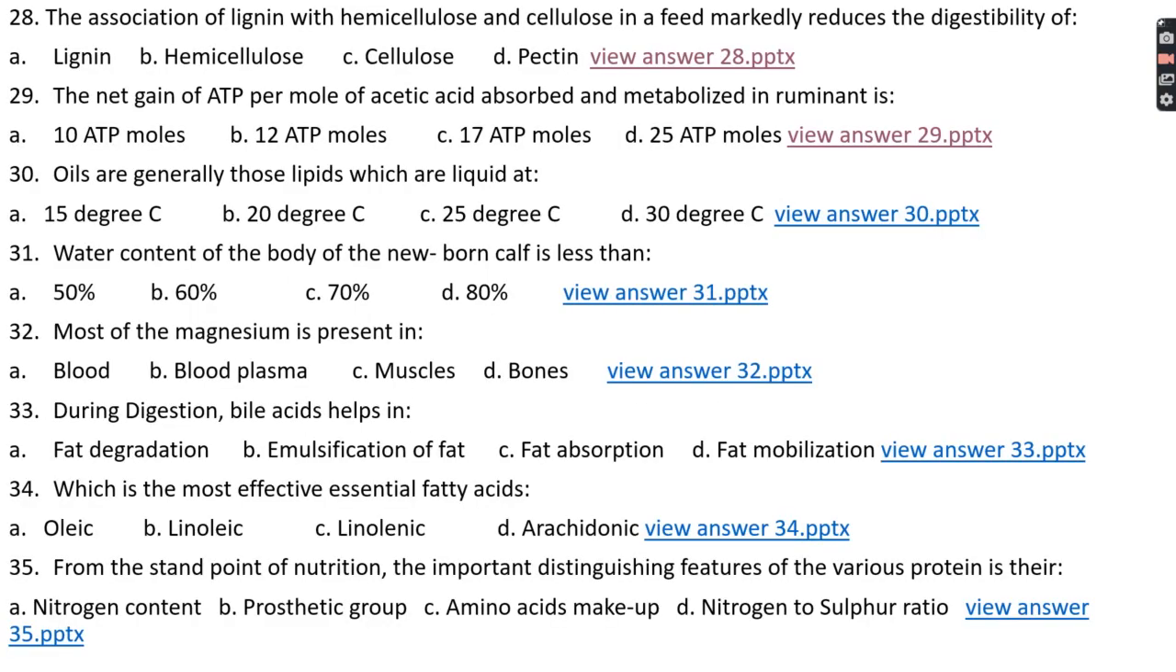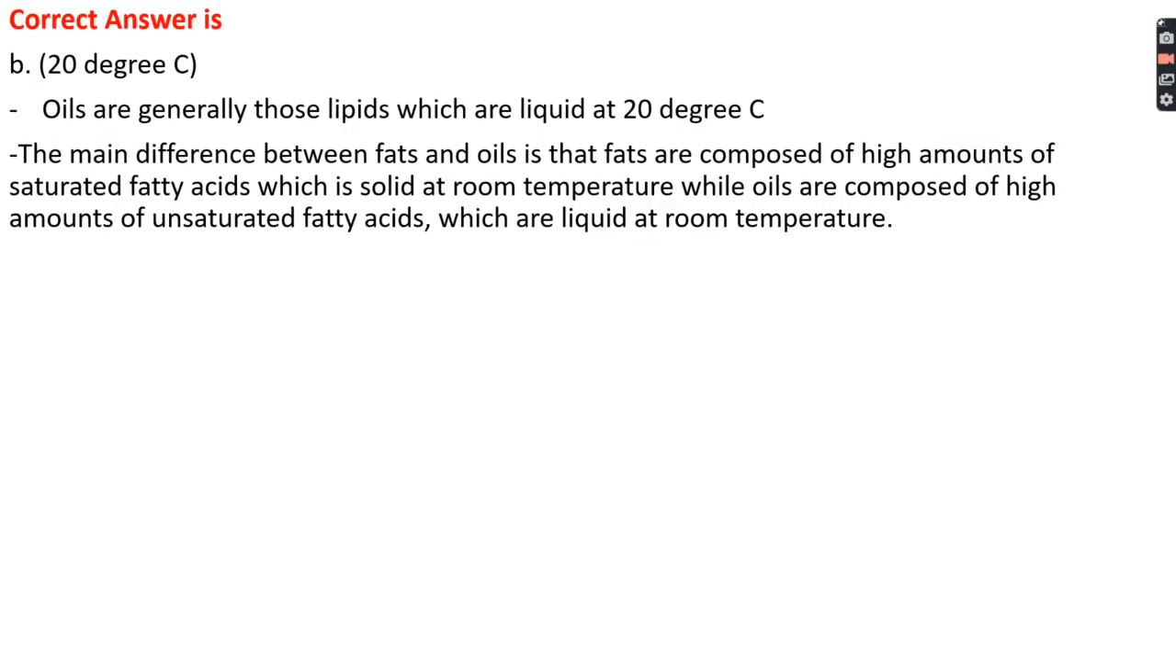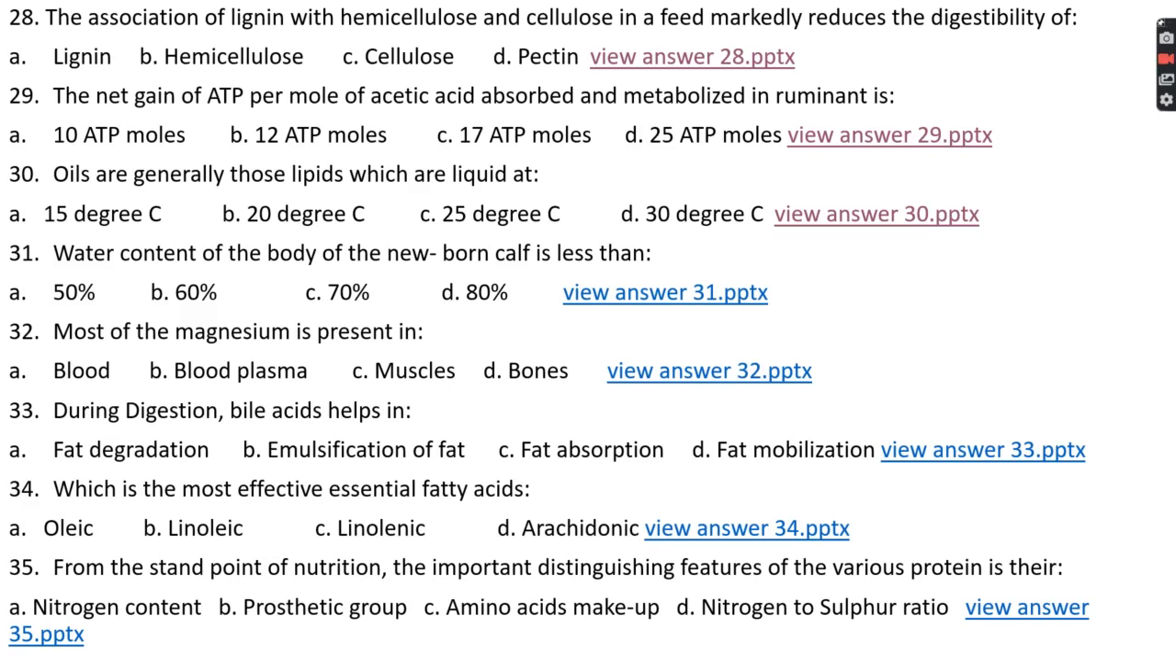Question number 30. Oils are generally those lipids which are liquid at option A, 15 degrees Celsius, 20 degrees Celsius, 25 degrees Celsius, or 30 degrees Celsius. The right answer is option B, 20 degrees Celsius. Oils are generally those lipids which are liquid at 20 degrees Celsius. The main difference between fats and oils is that fats are composed of a high amount of saturated fatty acids, which are solid at room temperature, while oils are composed of a high amount of unsaturated fatty acids, which are liquid at room temperature.